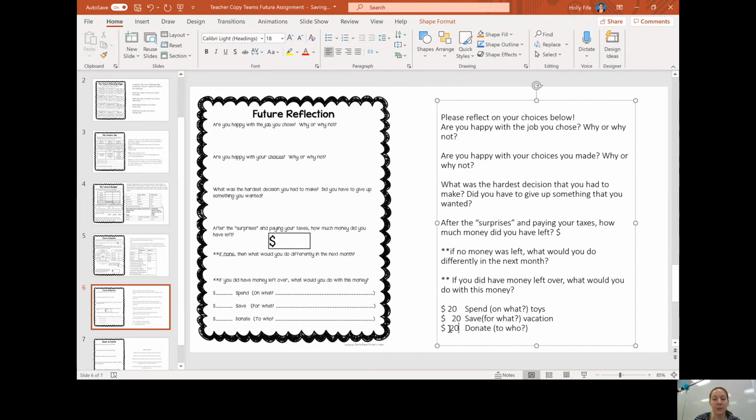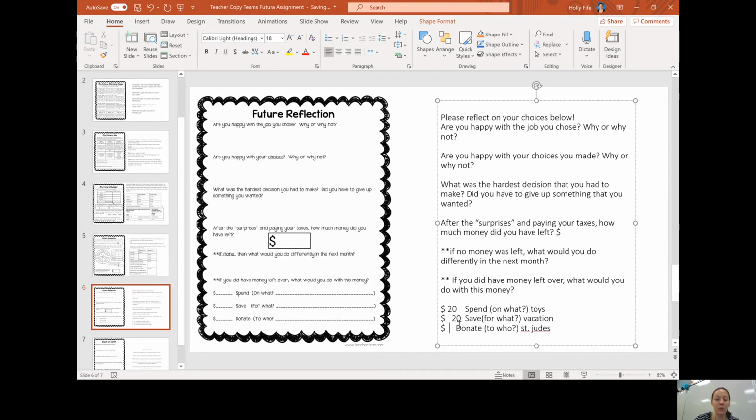And then, oh, maybe I want to put 20 here because let's pretend I had 60. I didn't in my simulation. I did not do that well. $20 to donate. Who would I donate to? Maybe St. Jude's. That's that children's hospital. I like it. So that would be my reflection if I was doing it.